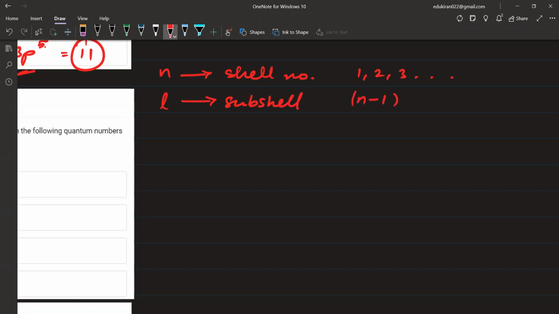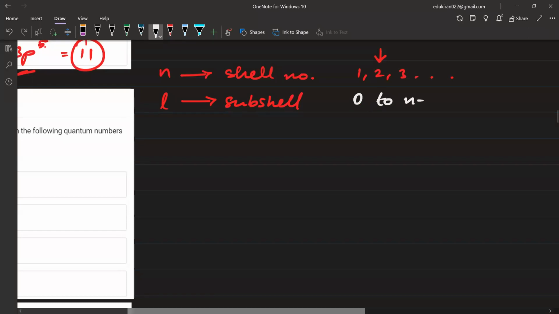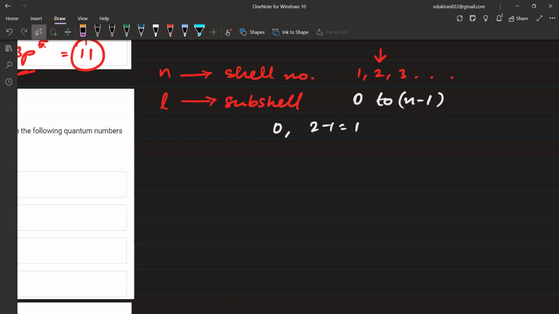For example, suppose someone asks you the value of n is given as 2 and what are the subshells in the second shell? Then you will write 0 to n minus 1. Okay, now the second shell will have 0, then up to n minus 1. What is n minus 1? n minus 1 will be equal to 2 minus 1, that is equal to 1. So from 0 to 1 you will have everything. If we talk about 3, what will be the number of subshells present in the third shell? So I will calculate n minus 1. n minus 1 will be equal to 2. So there will be 0, 1 and 2 in the third shell.